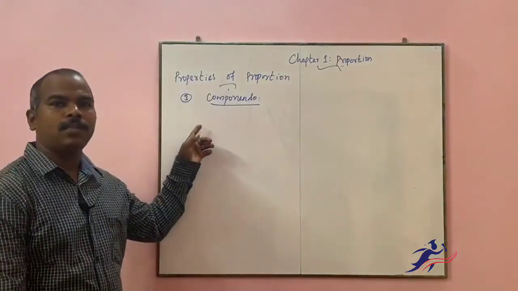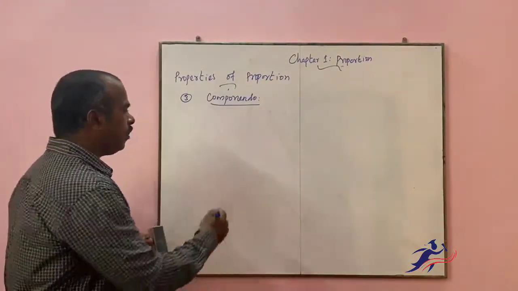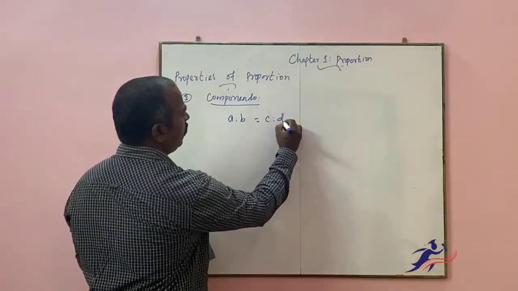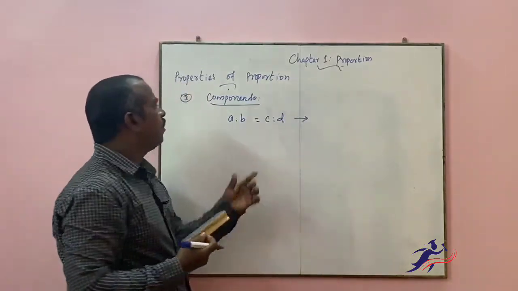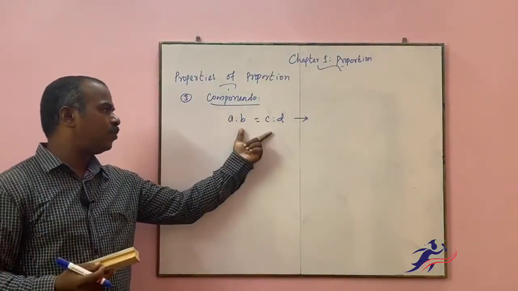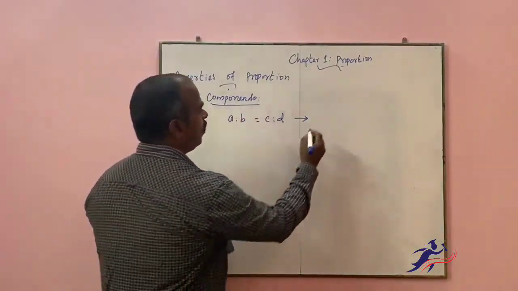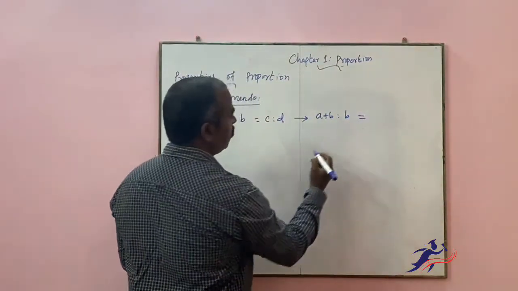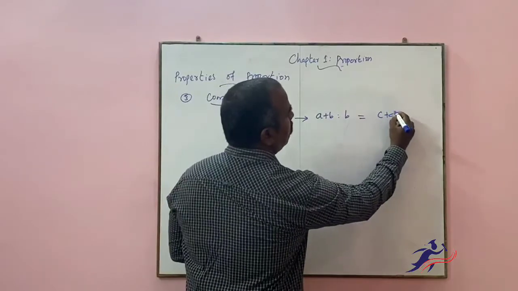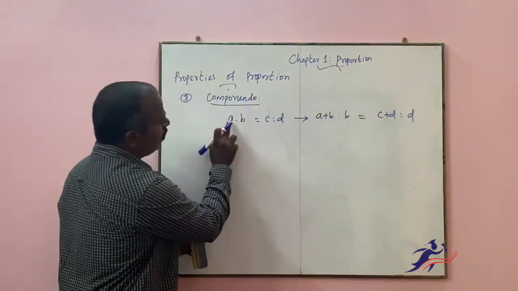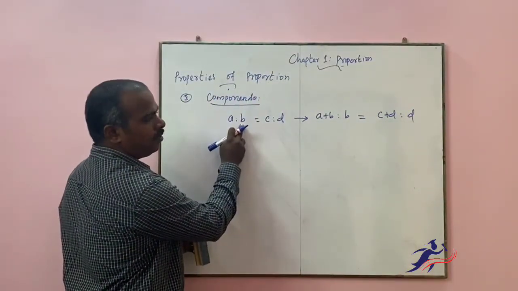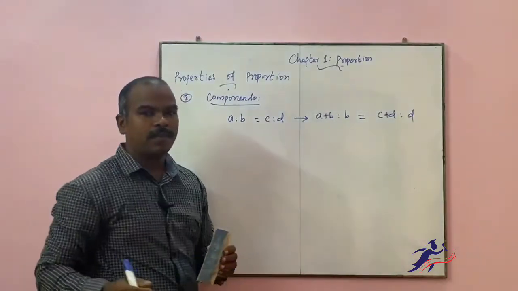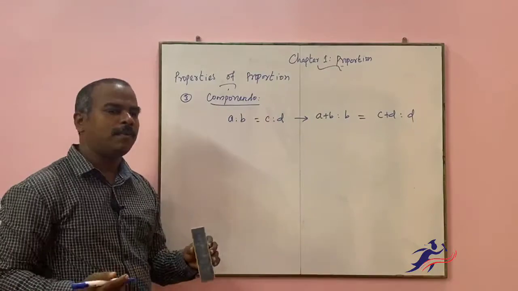So third one is componendo. If A is to B equal to C is to D, then the componendo of this proportion can be written as A plus B is to B equal to C plus D is to D. That is, A plus B is to B is equal to C plus D is to D. Let us check with an example.